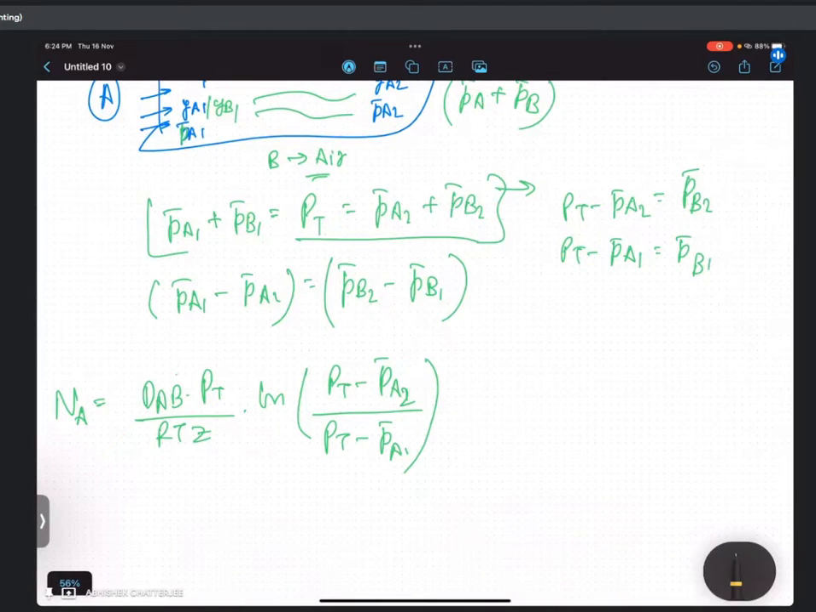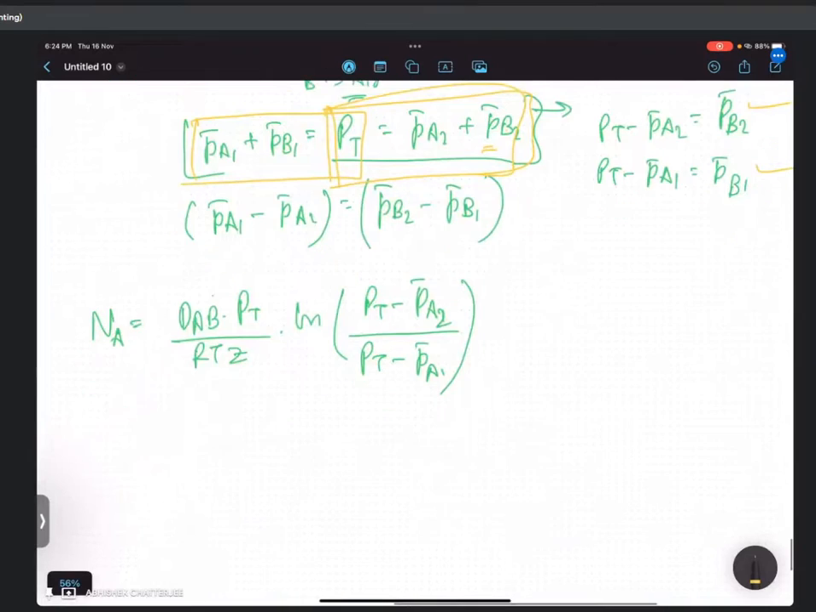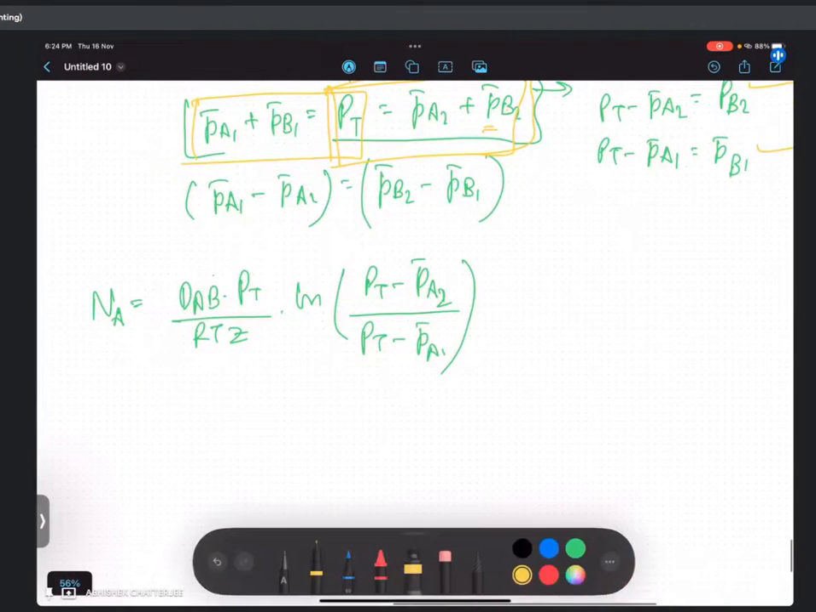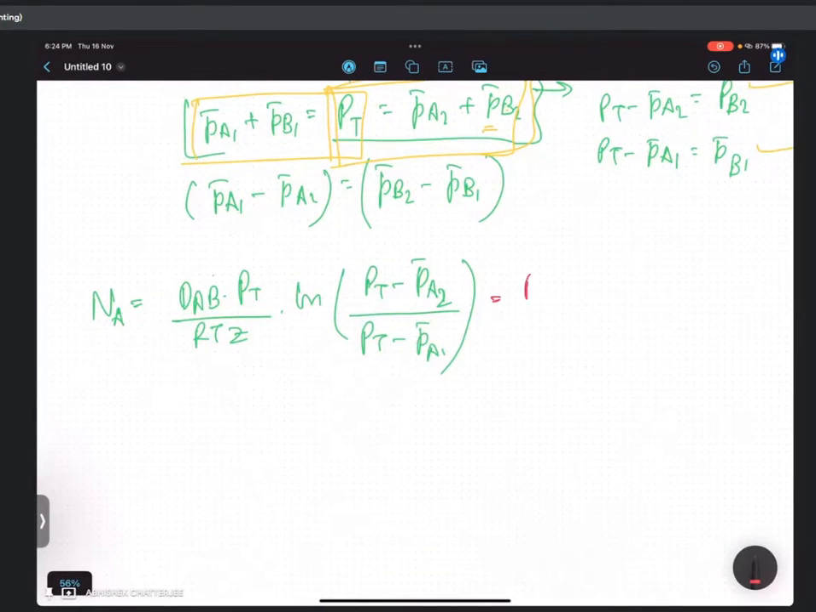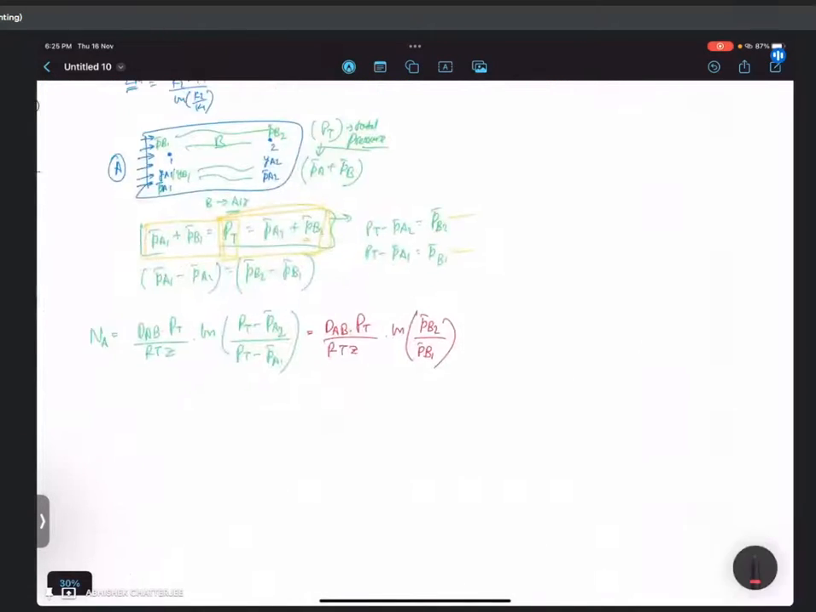We have just considered this equation once, and once we have considered that equation. You're getting it, no? From this equation, we have sent PA2 bar to this side, so we have got PB2 bar. And from this equation, we have sent PA1 to that side, so we have got PB1 bar. Okay. So now let us make the changes in this equation. This will become DAB into PT by RTZ into ln of PB2 bar divided by PB1 bar. Till here it is clear.